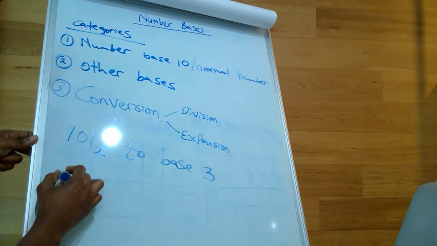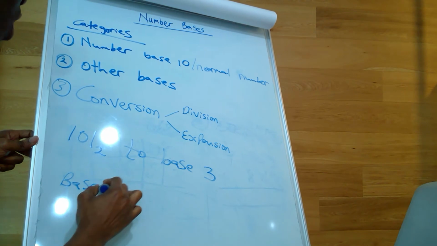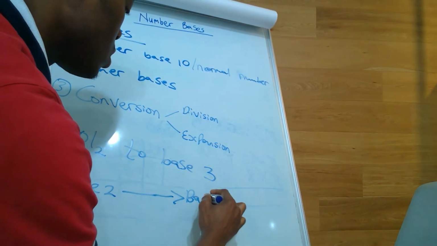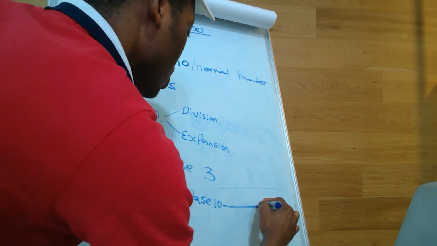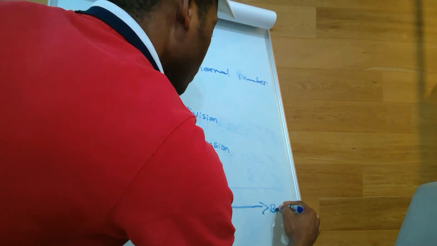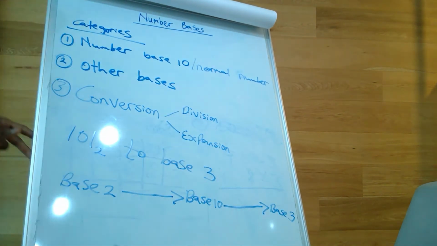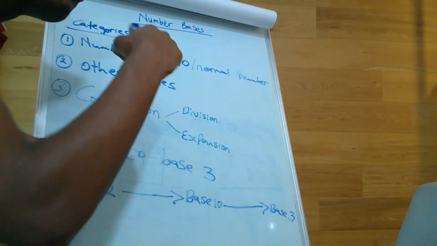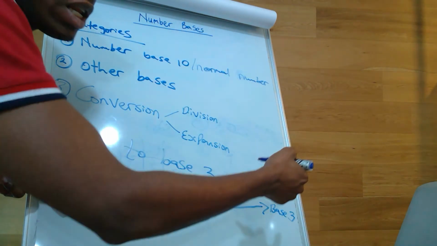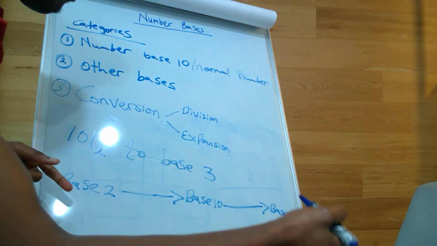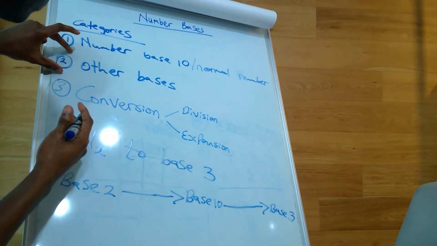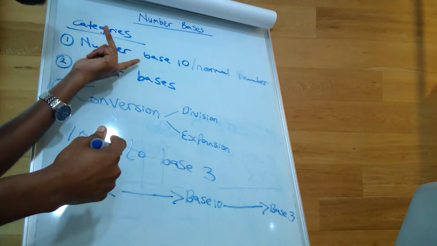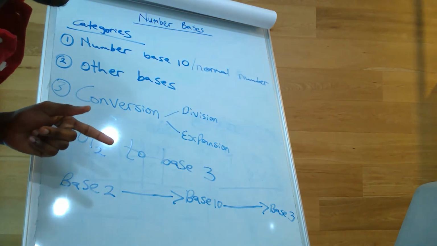What am I trying to say? First, you have to move from base 2 to base 10. Then you now convert it back to base 3. If they ask you to convert from base 4 to base 5, you have to move from base 4 to base 10, then from base 10 to base 5. So you can't convert these other numbers to themselves directly. You have to go back to the normal number, then you now go to the other bases.